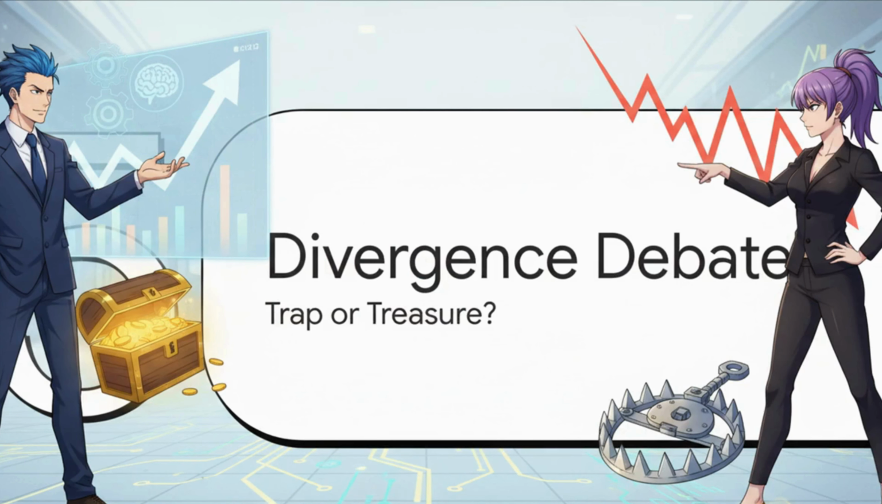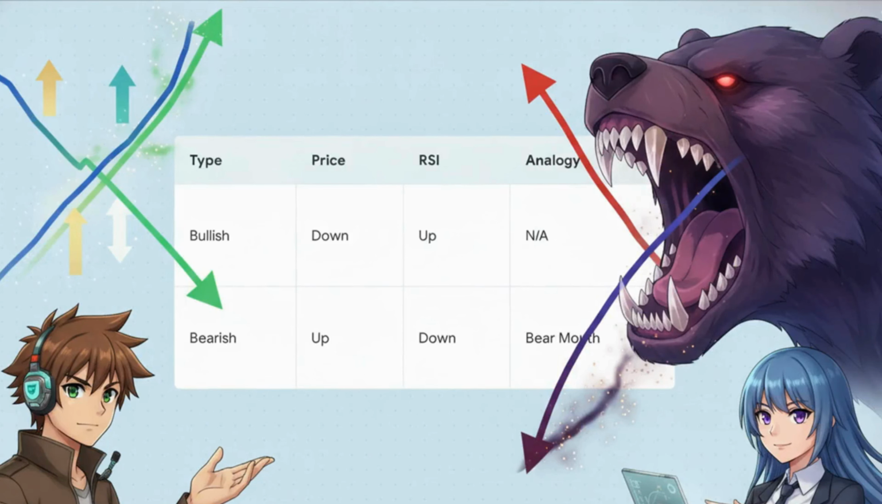Which brings us to Section 5, the divergence debate. Is it a trap or a treasure? So bullish divergence happens when the price is trending down, but the RSI is creeping up, hinting that upward momentum is secretly building behind the scenes.